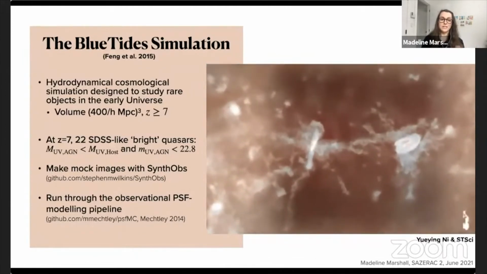So with these quasars, we make mock images of them with the SynthObs software. And so we make mock images in both HST and JWST. And so we take these mock images and then we pass them into the observational PSF modeling pipeline that we use for our HST images. And so this pipeline has no knowledge of what the real underlying galaxy distribution is. All it knows is that these are images from the telescope.